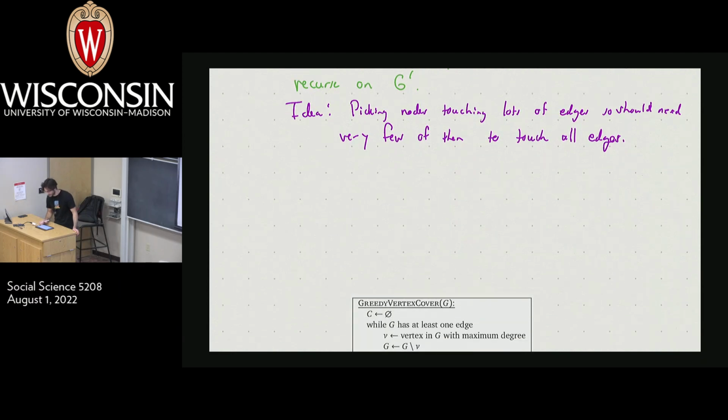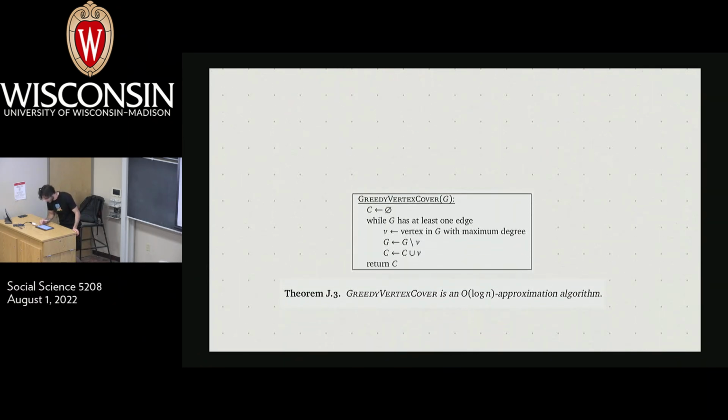Okay, so this is basically the main greedy algorithm. Just to summarize in pseudocode, we start with our cover being empty while G still has edges left. So while it's not a vertex cover, we're going to pick the vertex V with the max degree, so it's touching the most edges. We're going to remove that node and all of its edges from the graph, update our cover, and recurse. You just keep doing it until there's no more edges.